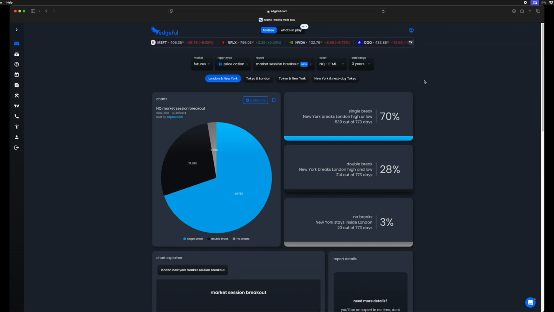This is why Edgeful is so powerful. If you aren't a consistently profitable trader yet, you can use this data to find your own trading edge. And if you already have a powerful trading strategy, you can use the statistics in Edgeful to refine your strategy and increase your win rate.